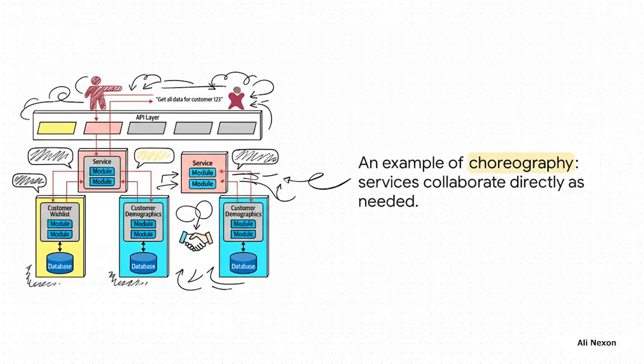And this slide right here, it's a perfect example of choreography in the wild. A request comes in from the user, probably through an API gateway, asking for all the customer's data. The first service gets it, but realizes, hey, I only have their wish list. So what does it do? It calls the customer demographic service directly, gets the info it needs, stitches it all together, and sends it back. No central boss needed. The services just knew how to work together.